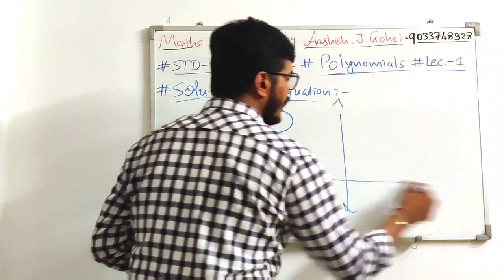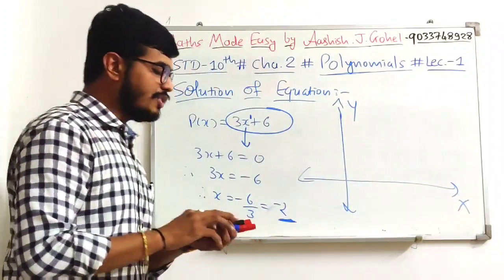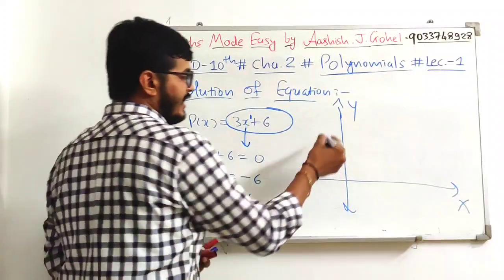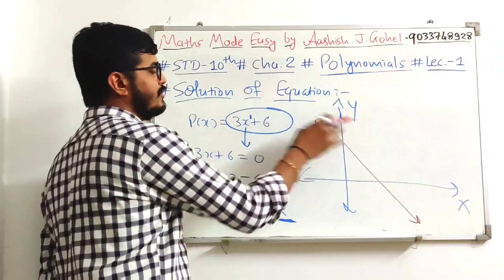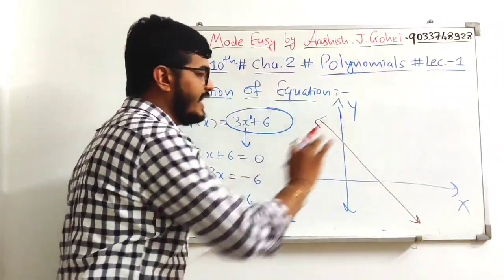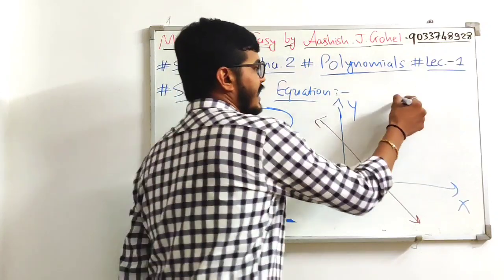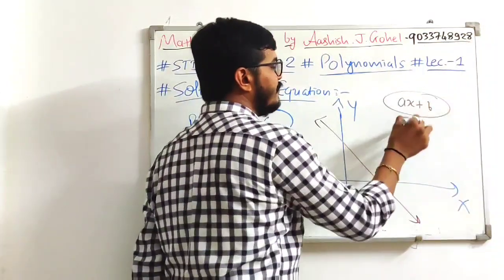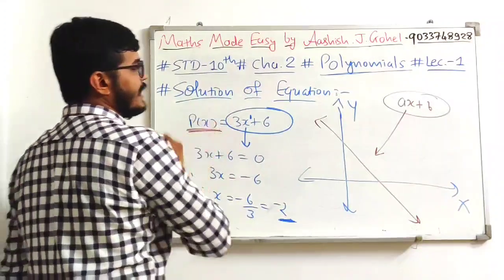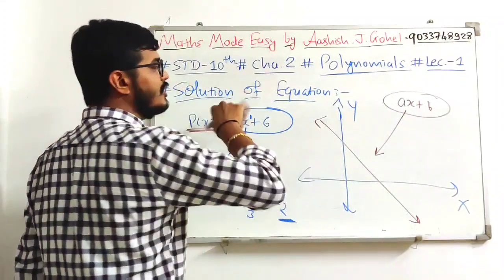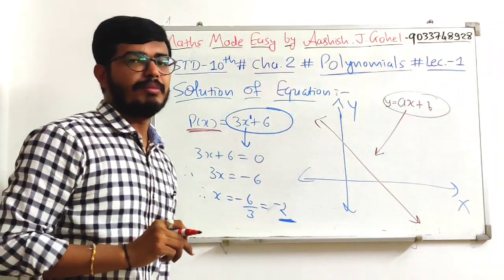So if I draw the graph of any linear equation, it will be a straight line, like this. I am not saying that this is the graph of this particular equation, but for any random line the equation will be like this, ax plus b. So the graph will become this. Here, in place of p of x, if I consider it as another variable, say y, then y is equal to ax plus b.